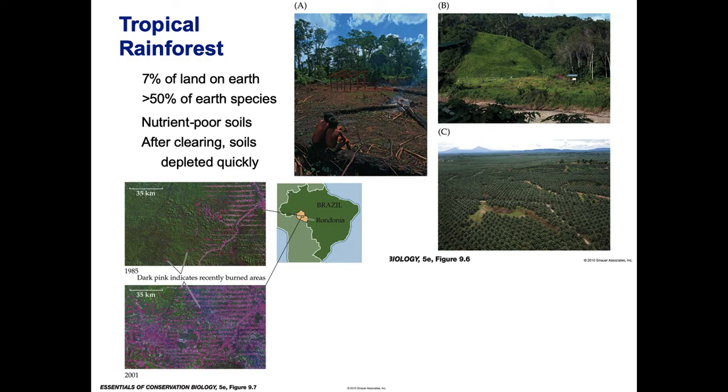So interestingly, in rainforest, almost all of the nutrients are in the plants. And when you clear the plants, there's not a lot of nutrients in the soil. It's so biodiverse that they're really good at pulling out all the nutrients and incorporating them into plants and animals. So after you clear a tropical rainforest, the soils are depleted very quickly, and so it's actually not that great for agriculture because it's not very fertile soil.